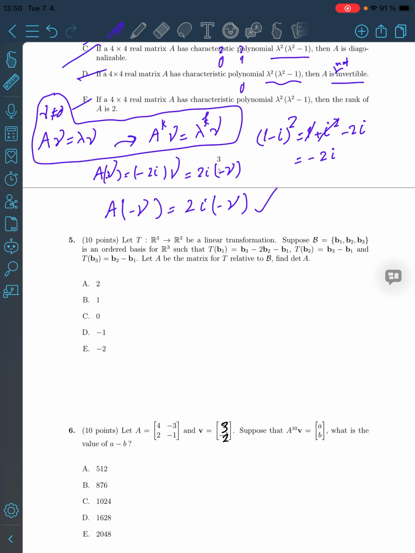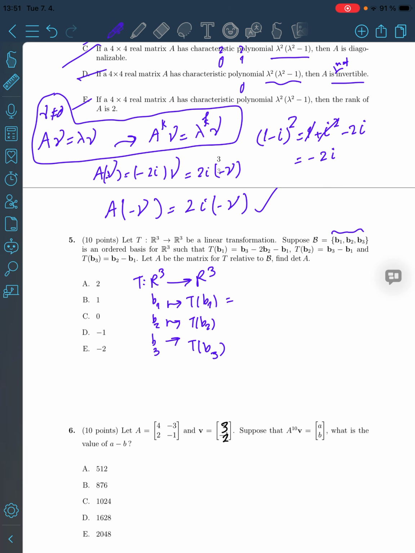Question number 5 is a matrix representation of a transformation. Remember, the order of the basis here is very important. So here we have T from R3 to R3. Based on the order, you have B1, B2, B3. So you can easily compute T of each of them, T of B1, T of B2, and then T of B3.